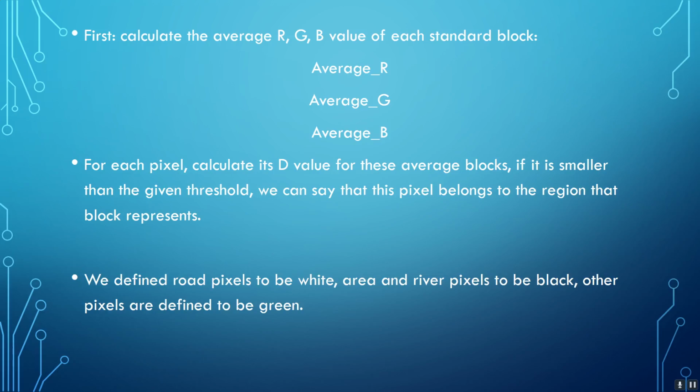And if it doesn't belong to a road region, we should try another block and calculate the D value and compare the D value and the given threshold. If it doesn't fit any block that we have, here we have 7 blocks, if this pixel doesn't belong to any of them, we define this pixel to be a noise pixel and its color to be pure green.